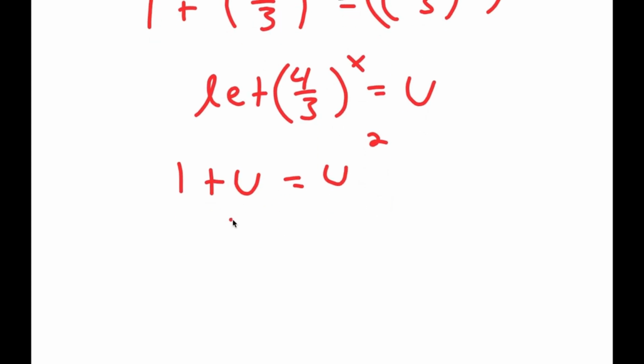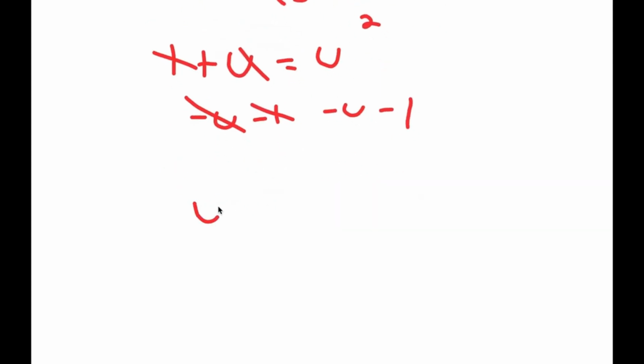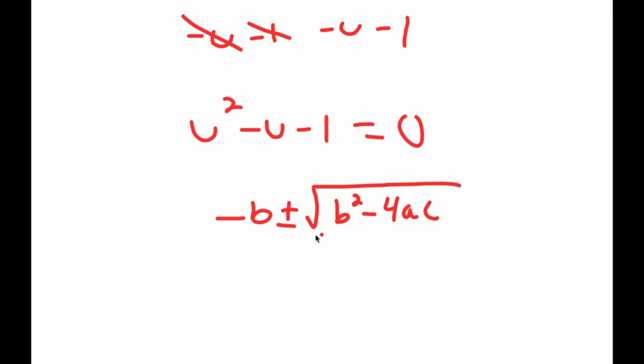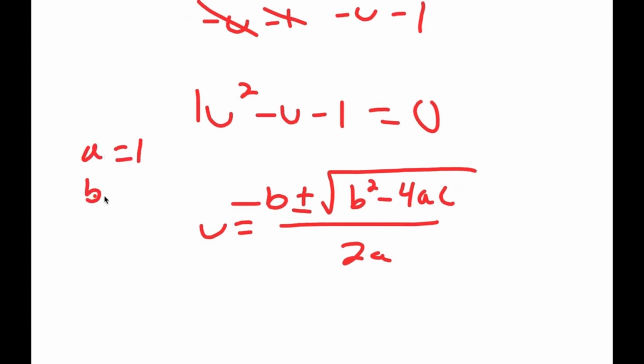And now if I subtract u and 1 on both sides, these two cancel out, and I get u squared minus u minus 1 is equal to 0. Now, to solve this equation, I'm going to use the quadratic formula, which is negative b plus or minus the square root of b squared minus 4ac all over 2a. So in this case, a is 1, b is negative 1, and c is negative 1.